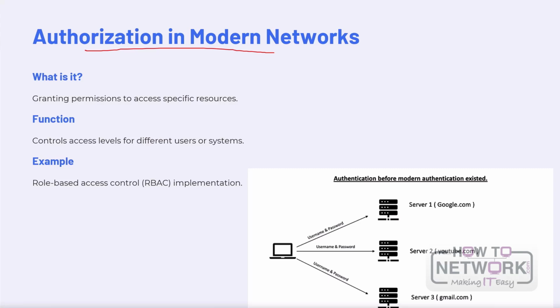Authorization in modern networks. As we all know, right? Authorization is the process of granting permissions to access specific resources in a network. It involves defining and enforcing access control rules that determine who can access what and under what conditions. Authorization plays a crucial role in controlling access levels for different users or systems within a network, and it ensures that only authorized individuals or entities can access sensitive data and applications, enhancing security and preventing unauthorized access.